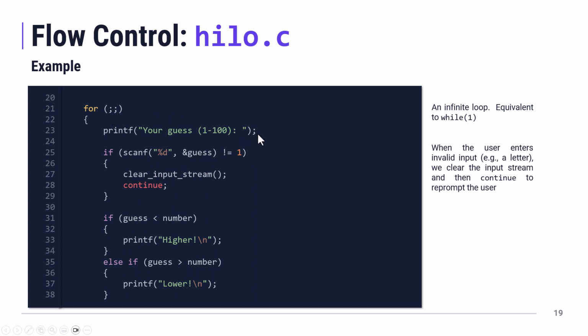And we ask the user for a guess between 1 and 100. We're calling scanf, asking for an integer. And we're saying if it's not equal to 1, so scanf is going to return the number of elements in this format string that were successfully matched. So if it did not successfully match an integer from the user's input, then we're going to call this clear input stream function, and we're going to continue. We're going to go to the next iteration of the loop and re-prompt them.